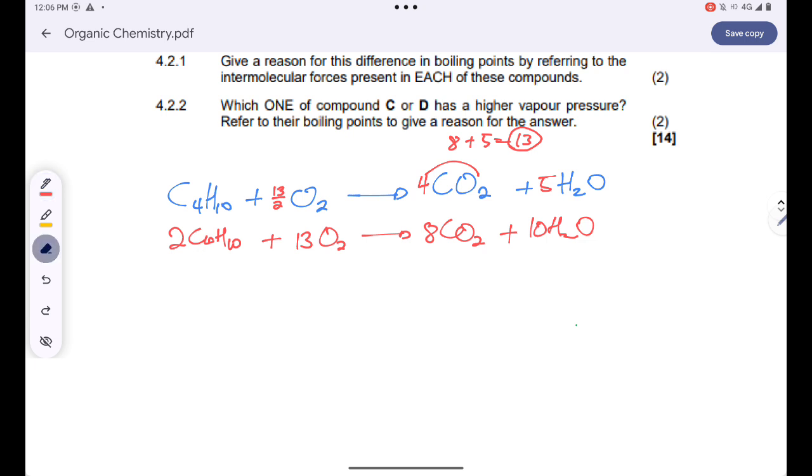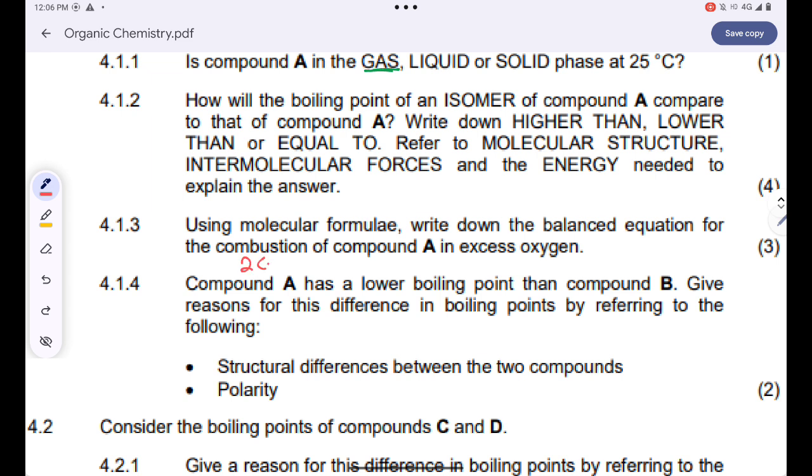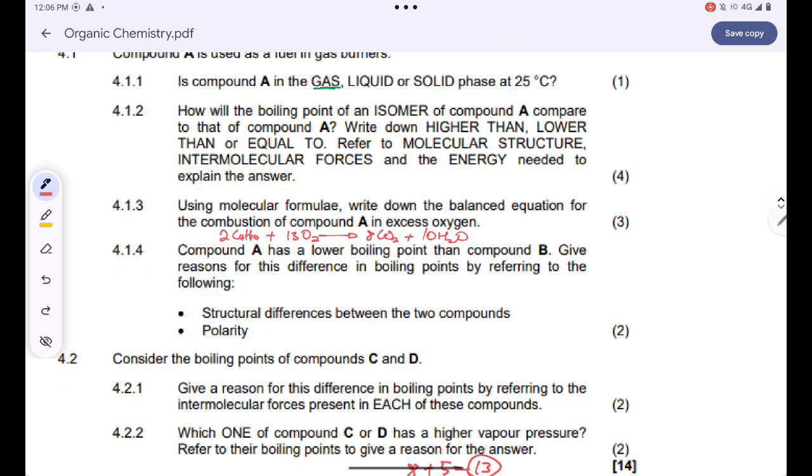I have, that's 4, actually my handwriting sometimes. Okay, I have 8 carbons on the right hand side, 20 hydrogens on the right hand side, 26 oxygens, 16 plus 10, that's 26. So everything is balanced. So the equation of my combustion is just 2 C4H10 plus 13 O2, giving me 8 CO2 and 10 H2O. That's my complete combustion.